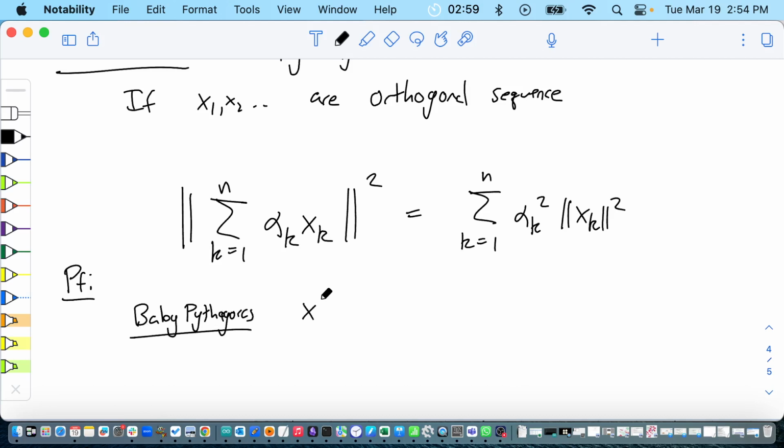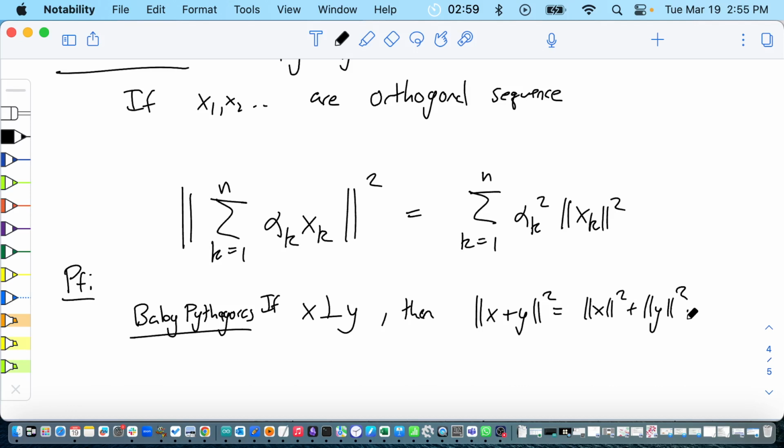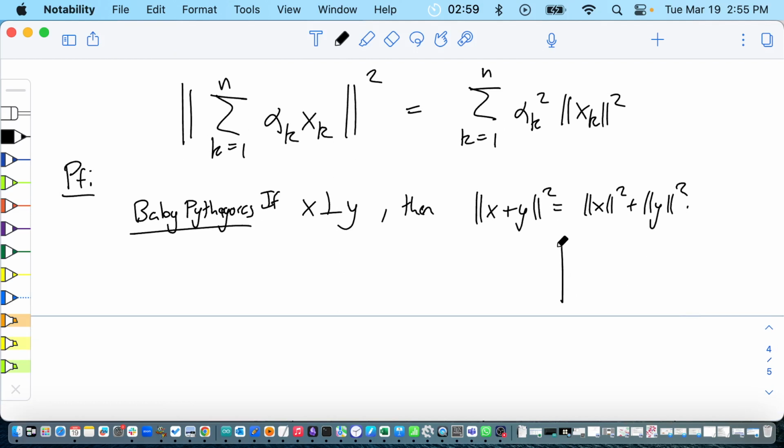And baby Pythagoras says if x is perp y, so if x and y are perpendicular, then the norm of x plus y squared equals x squared plus y squared. So if you have a right angle triangle, x plus y is like the hypotenuse. This is like the a squared. That's like the b squared. Let's draw the picture. Oh my goodness, you can't draw x as the vertical line. Okay, y, x, and then x plus y is this. So the square length of the purple hypotenuse is the y squared plus the x squared.